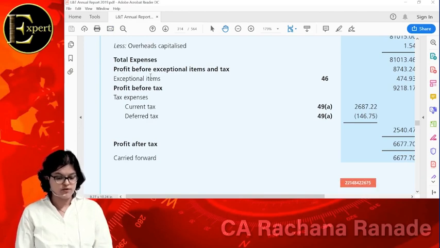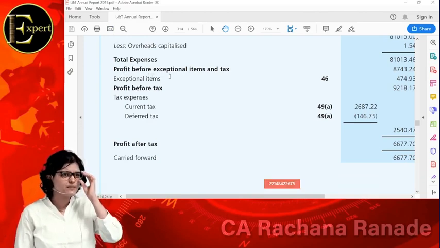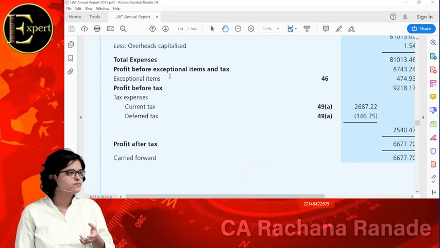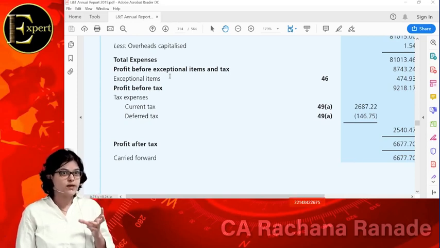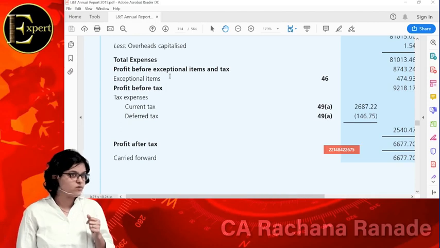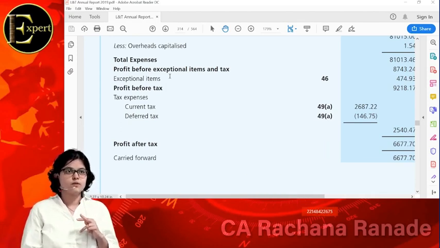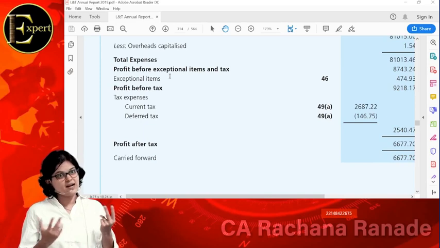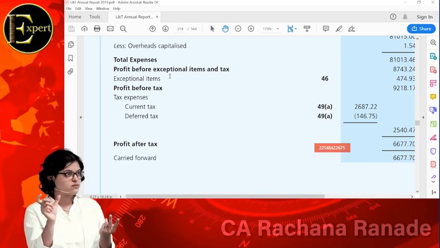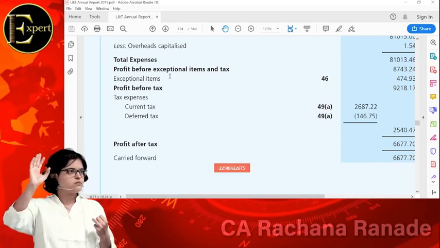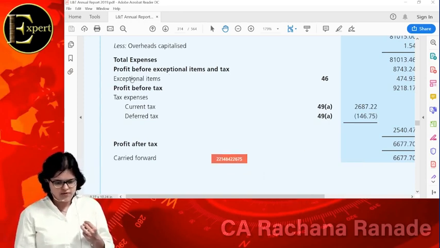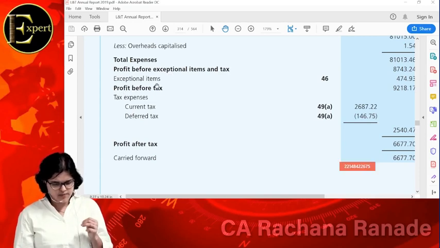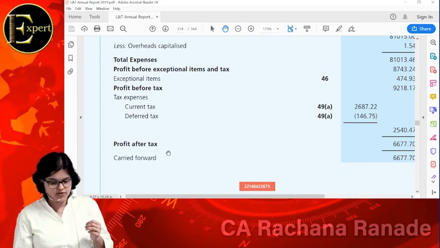But if you remember, first we get the profit before exceptional items and all that. You remember an example of an exceptional or extraordinary item? The earthquake loss was an extraordinary item on the loss side. And on the profit side? We sold land and we got profit. We sold shares and we got profit. That could be an exceptional item. Finally, when we deduct all these, we get profit before tax, then we deduct tax and we get profit after tax.